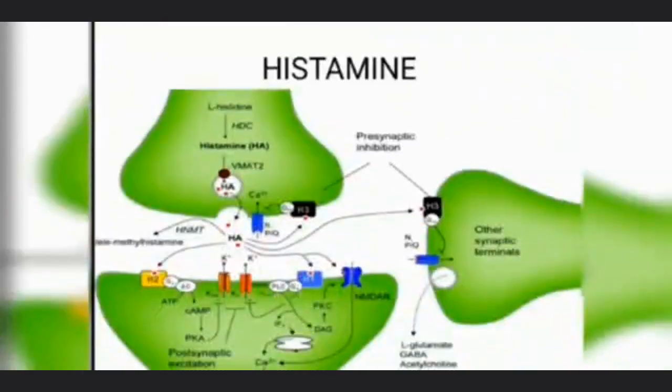Now coming to histamine. Histamine is synthesized by decarboxylation of the amino acid histidine as a neurotransmitter. It is distributed widely in the brain and spinal cord, stomach, and pituitary gland. There are three types of receptors, H1, H2, and H3.